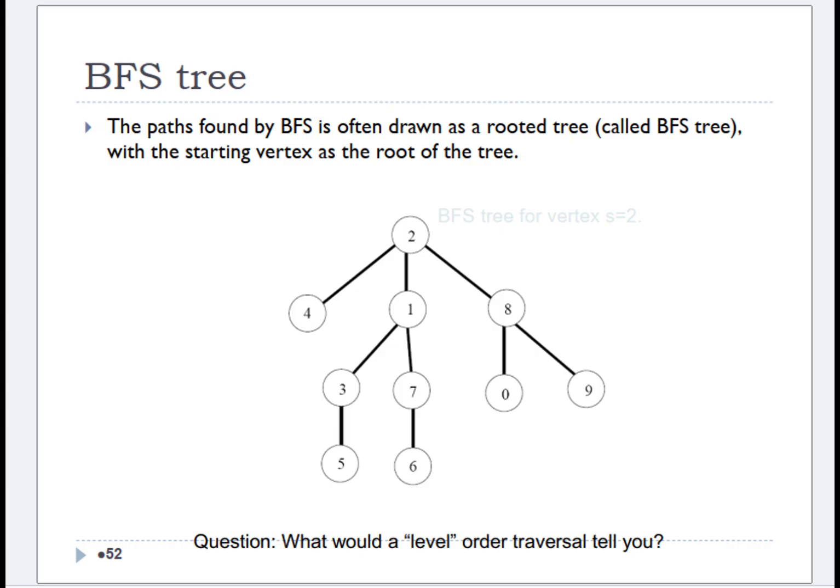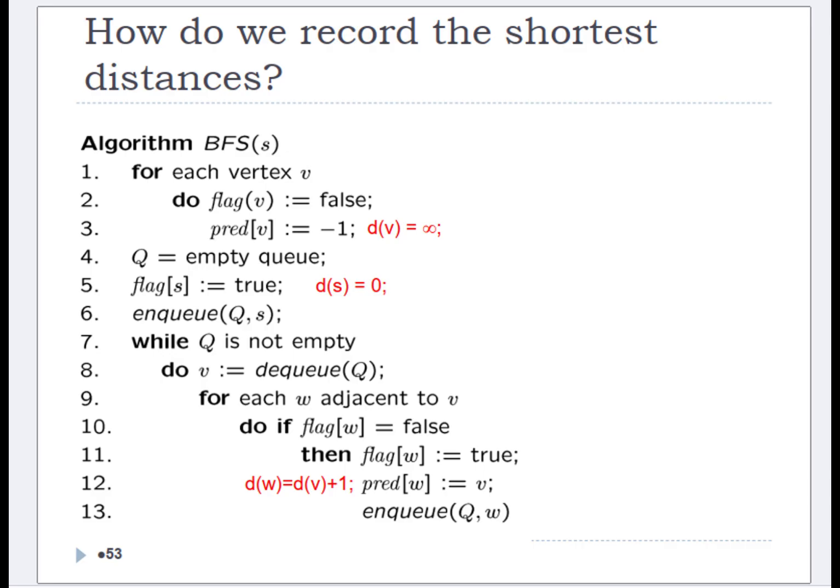BFS tree for vertex S equals 2. Question: what would a level order traversal tell you? How do we record the shortest distances? D(V) equals D(S) equals 0, D(W) equals D(V) plus 1.